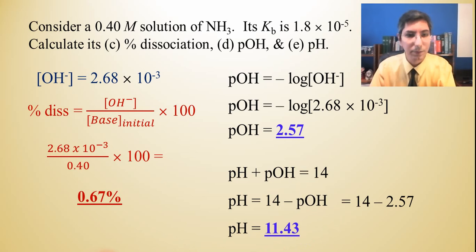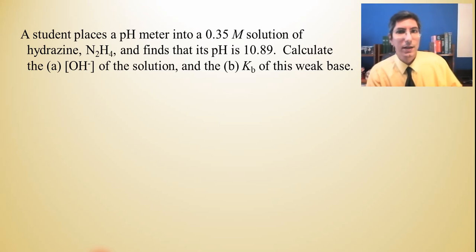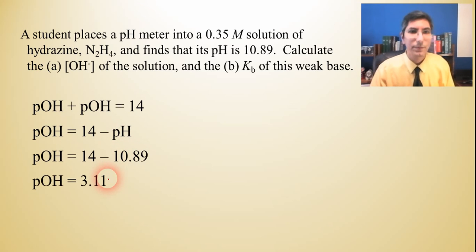Now let's try one more example. In this introduction to weak bases, we're going to take a pH meter and stick it into a 0.35 molar solution of hydrazine, N2H4, and we're going to find that its pH is 10.89. So with this information, let's calculate the hydroxide ion concentration and also the Kb of this weak base. Well, if we know the pH, then we can figure out the pOH, can't we? Since we're talking about a base, we need to deal in terms of pOH. So we're going to subtract this from 14 and find that the pOH is about 3.11.